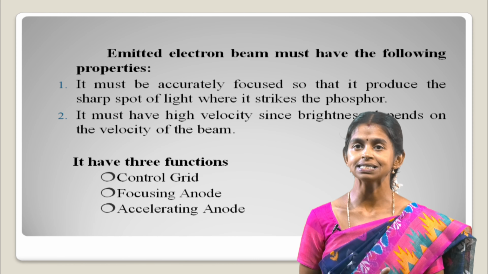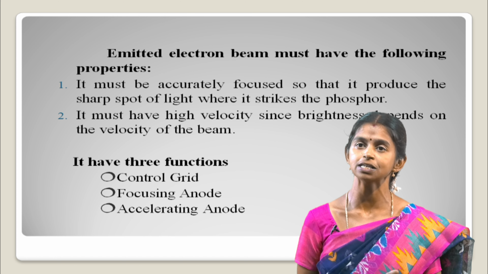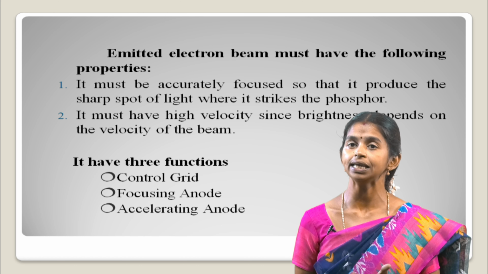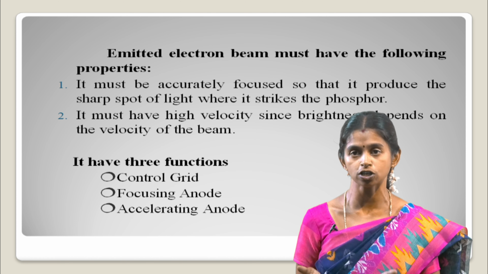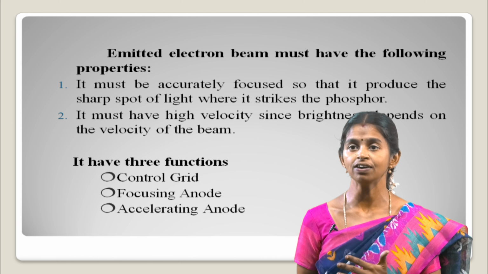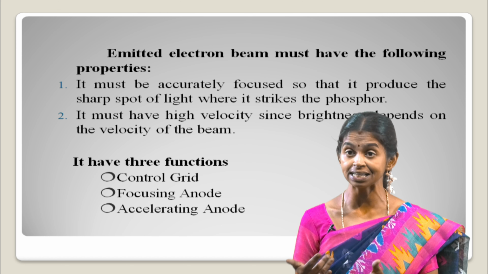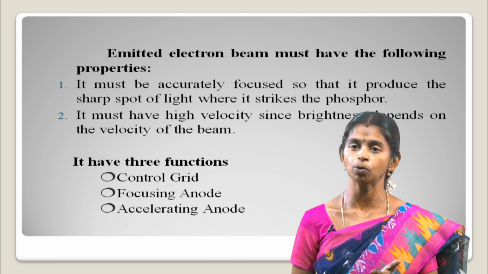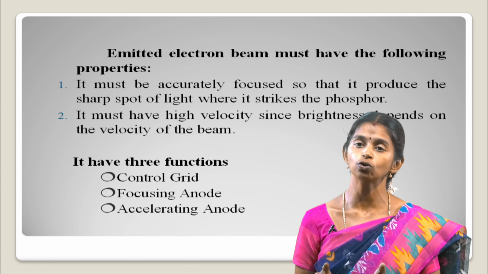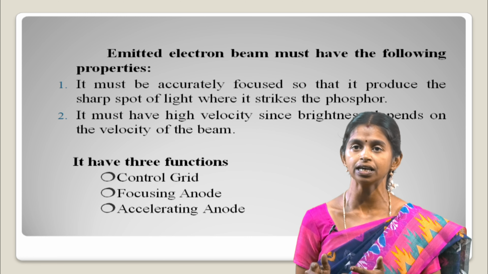The emitted electron beam must have the following properties. It must be accurately focused so that it produces a sharp spot of light where it strikes the phosphor. It must have high velocity, since brightness depends on the velocity of the beam. It has 3 functions. Number 1, control grid. Number 2, focusing anode. Number 3, accelerating anode.